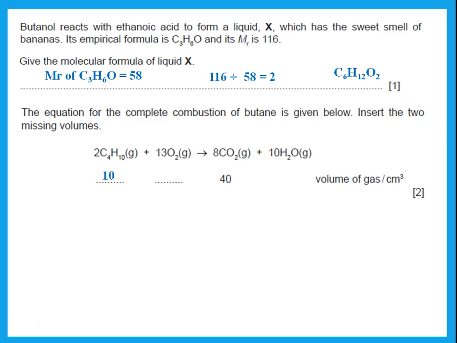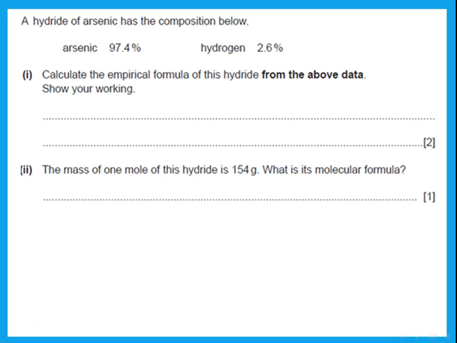Oxygen also. The equation says 13 of oxygen will give 8 of CO2. So how much will give 40? 65. Direct relationship, cross multiplication. Okay.